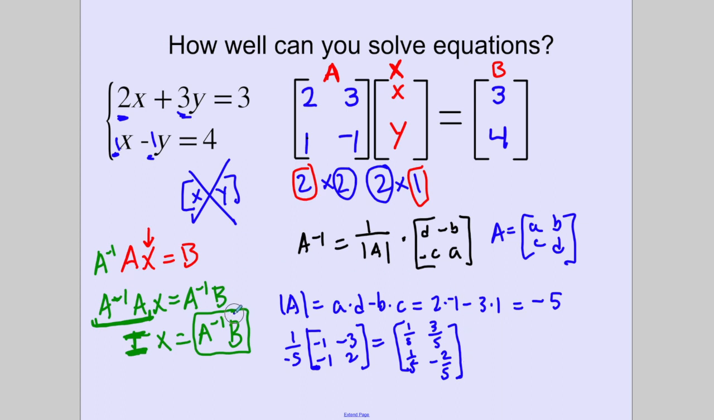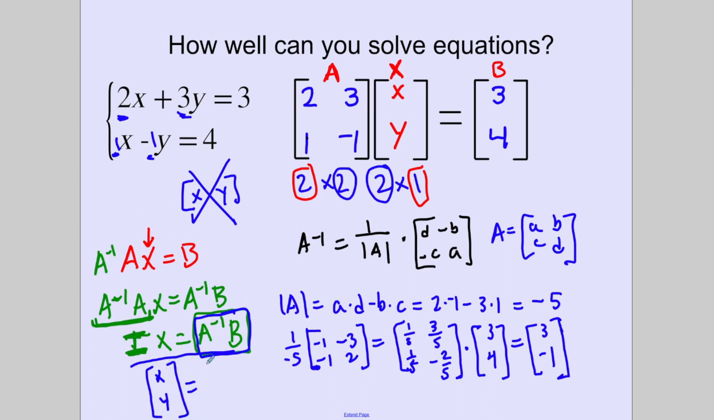So now we have to do this here: multiply the inverse matrix by B. So I'll say this times B was 3, 4. And when we do that, we will end up with 3, negative 1. So if we go back to this here, it'll be saying that X and Y equals 3 and negative 1. See? Pretty simple.